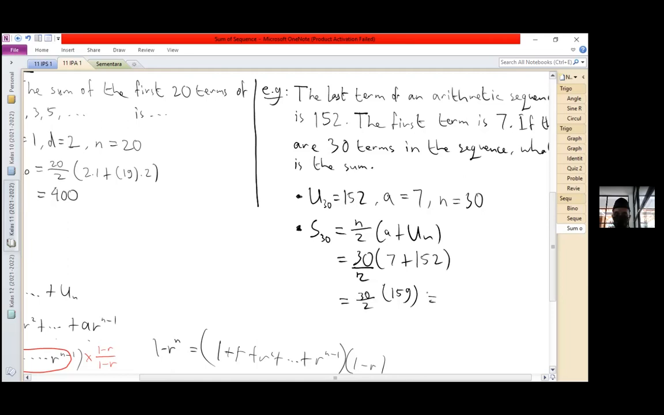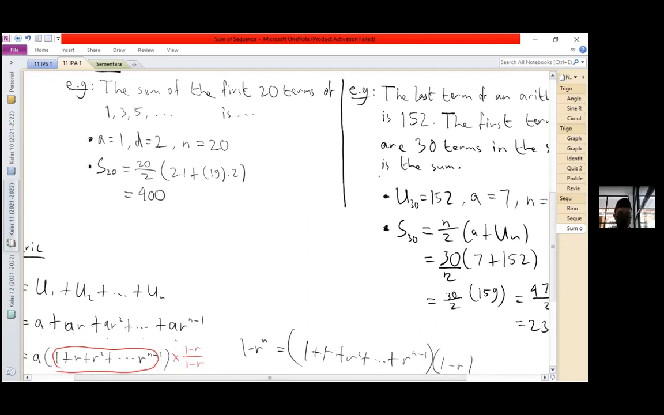So if we multiply by 30, we'll get 4,770 divided by 2. So this is 2, 3. Yeah, so we get the sum of, finding the D.